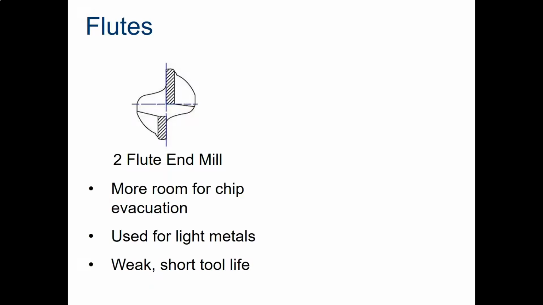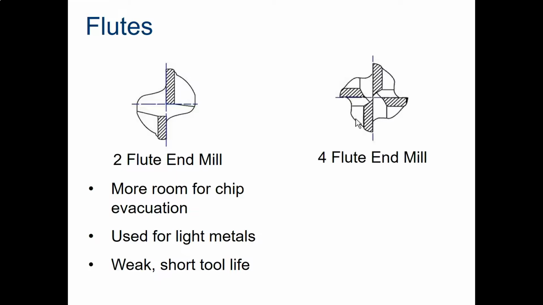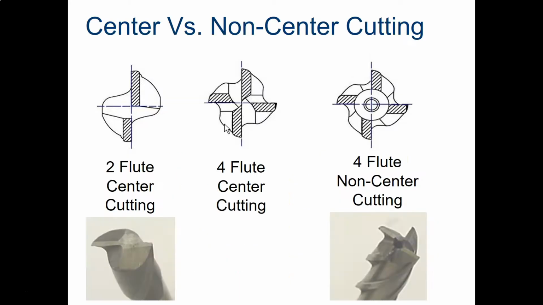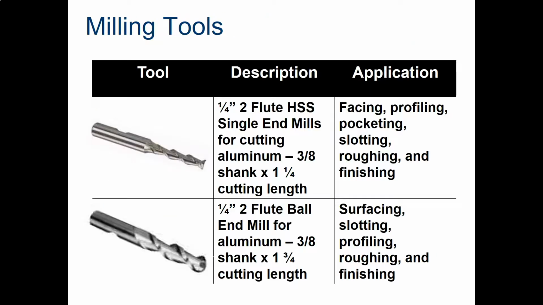A tool with 2 flutes has more room for chip evacuation and is usually used for light metals. They tend to be weak and have a short tool life compared to something like a 4-flute, which has more cutting edges and longer tool life. It's used for harder metals, but it can clog easily when being used for deep cuts. Here are some examples to go along with the 2-flute and 4-flute. Again, keep in mind the tools come in a wide variety.